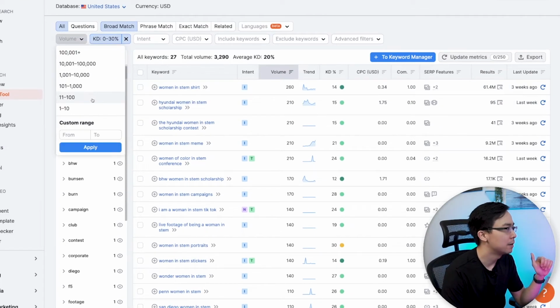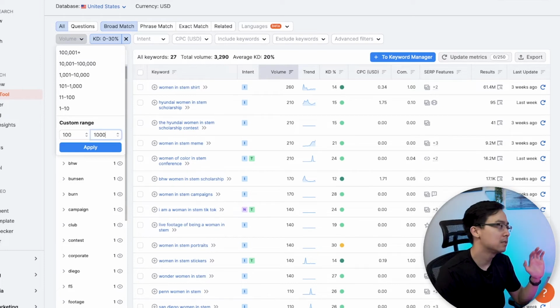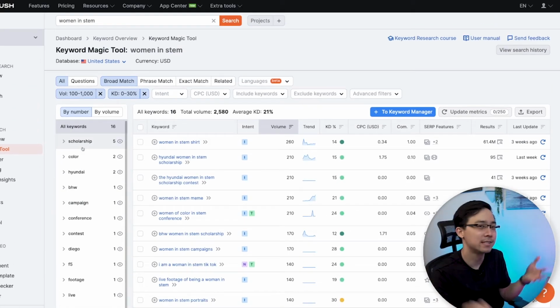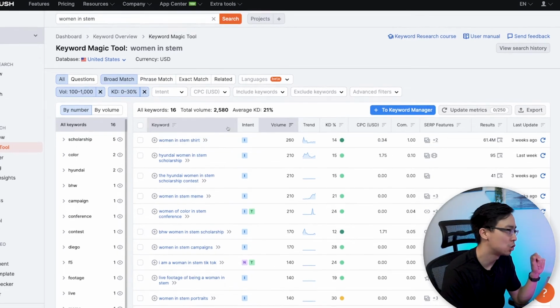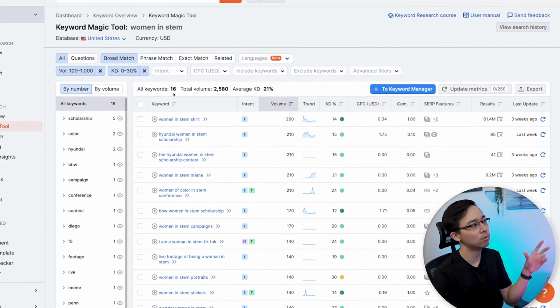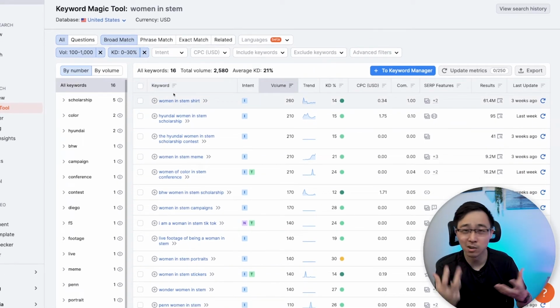The next thing I'm gonna do is I'm gonna filter out by keywords that have at least 100 volume to 1,000, because it's gonna be the long tail phrases that may not be nearly as competitive as some of the other ones that are more highly trafficked. And so what that'll do is it'll filter me down to 16 keywords that potentially are really good fits for me to start to think about content around.